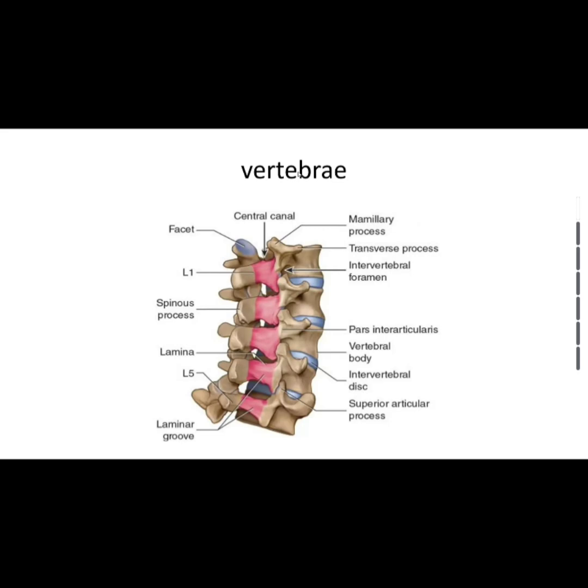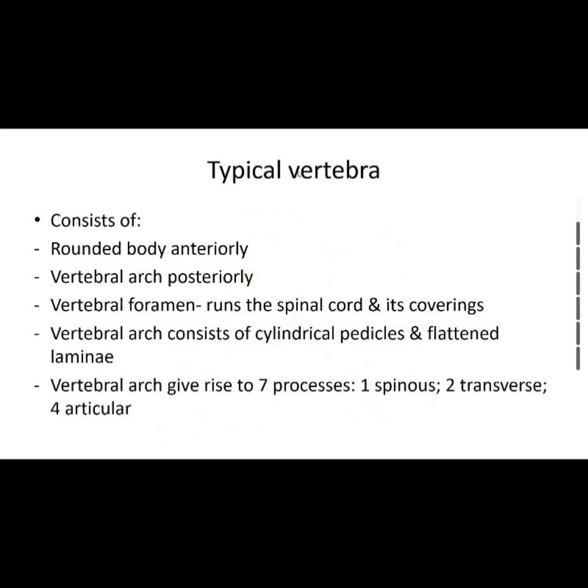Now, we know there are 7 cervical vertebrae, then the thoracic vertebrae, then the lumbar vertebrae, and the sacral. Then we have the coccygeal. Looking at the cervical vertebrae, there are some that are atypical: the first, second, and 7th cervical vertebrae are considered atypical. The first vertebra, what makes it atypical? That is the one that has a specific name. We call it atlas. That is the first cervical vertebra. It's called atlas.